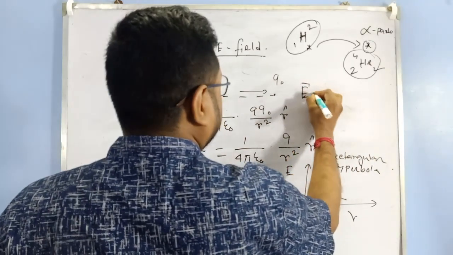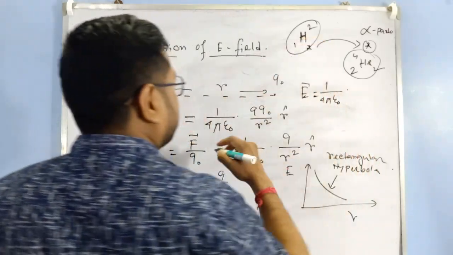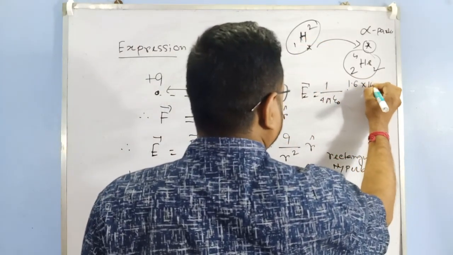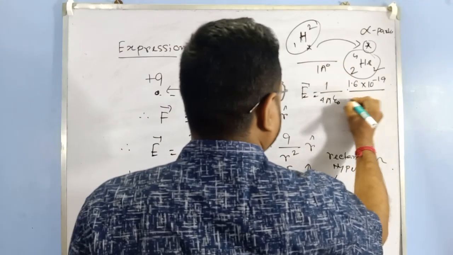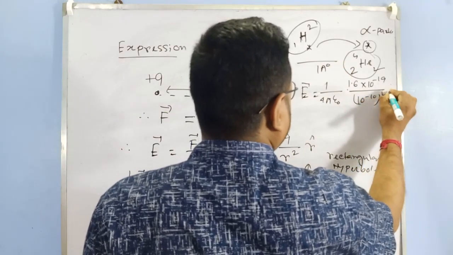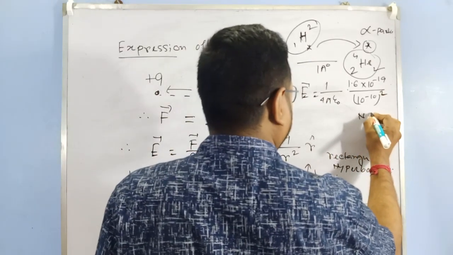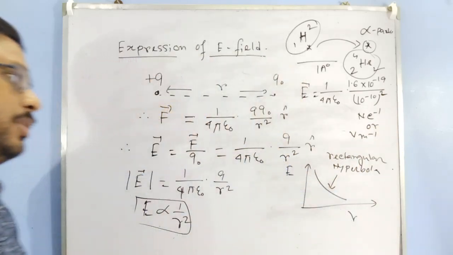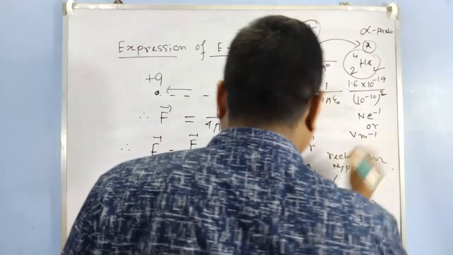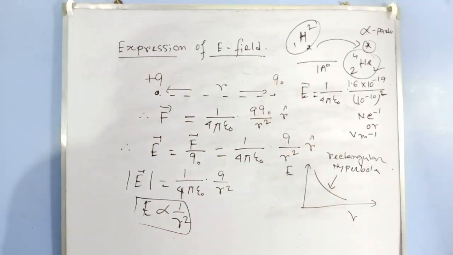So here the electric field depends only on the charge of deuterium, that is 1 by 4 pi epsilon 0, deuterium charge Q is 1.6 into 10 to the power minus 19, divided by, if they are separated by 1 angstrom, 10 to the power minus 10 square. The unit is Newton per coulomb or volt per meter. Both are equal. Newton coulomb inverse is the unit of electric field. I hope you know the basic properties of electric field.